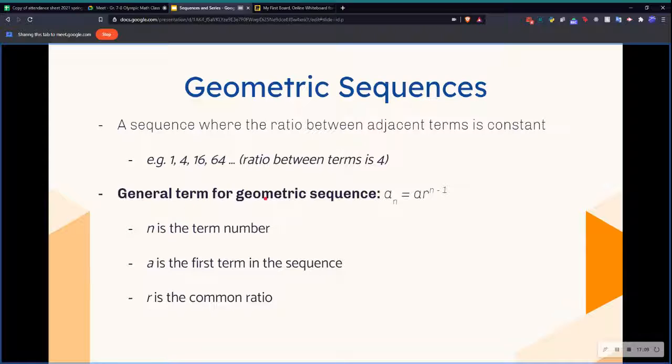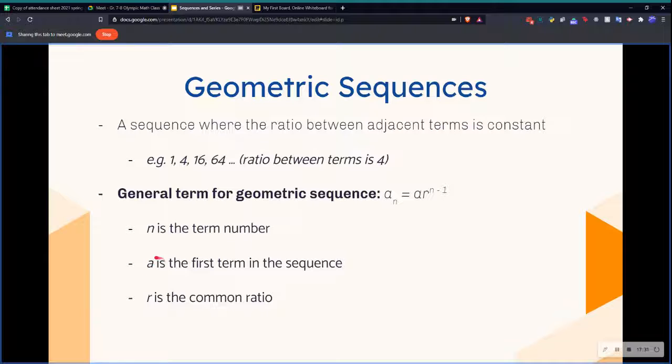Now, what does a general term for it look like? Here's the formula. So you have a of n. Remember, that's how we define general term. And that's equal to a times r to the exponent of n minus 1. Right, so let's look at what these variables mean.